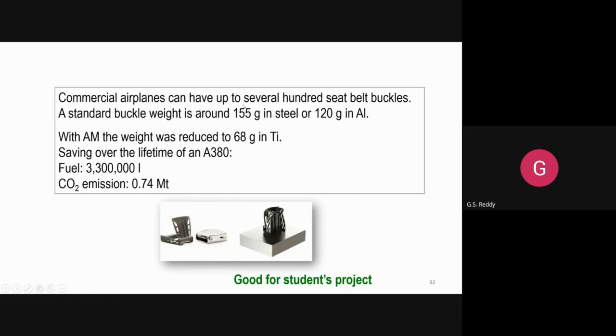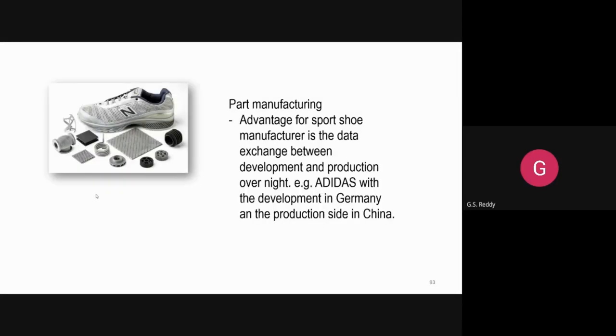Commercial aeroplanes can have up to several hundred seat belt buckles. The existing steel buckle is 155 grams. If you change to aluminum, it will be 120 grams. But with the additive manufacturing process, the weight was reduced to 68 grams in titanium. So the saving over the lifetime in the A380 Airbus, in fuel, is so many liters of fuel, and 0.74 metric tons of CO2 emission can be avoided. This kind of thinking, this kind of product, may be good for faculty and student projects.